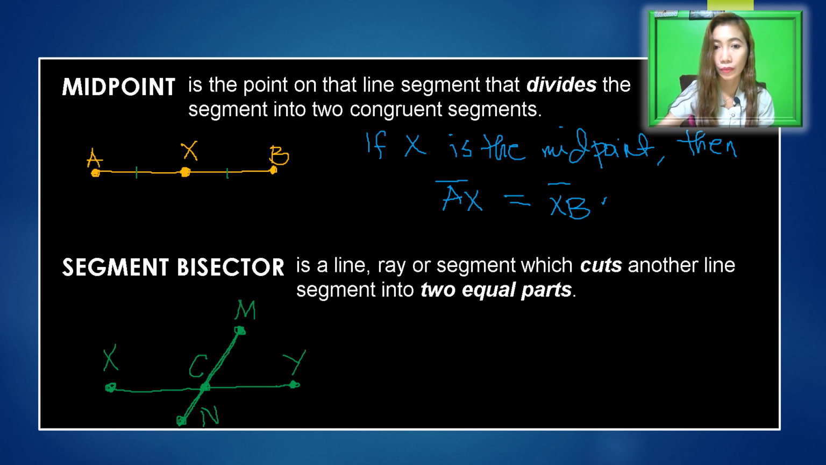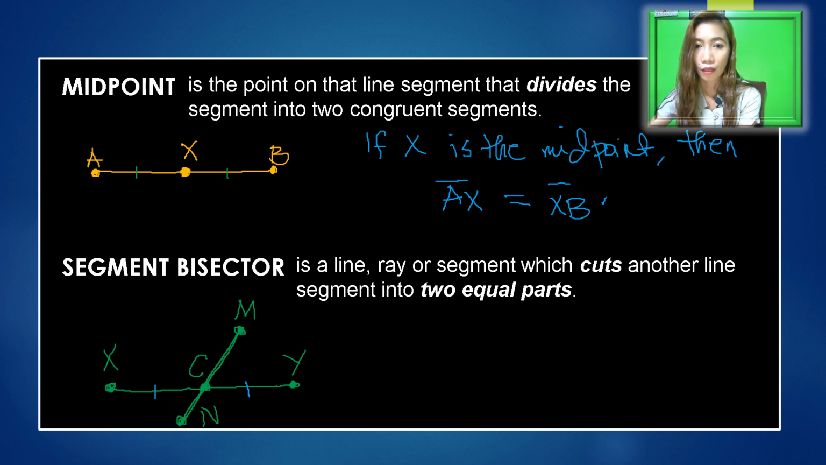Okay, so sabi kanina, ano yung condition? It will cut the segment into two equal parts. So it means that this part, segment XC, is congruent to segment CY. So they have equal length. Okay?